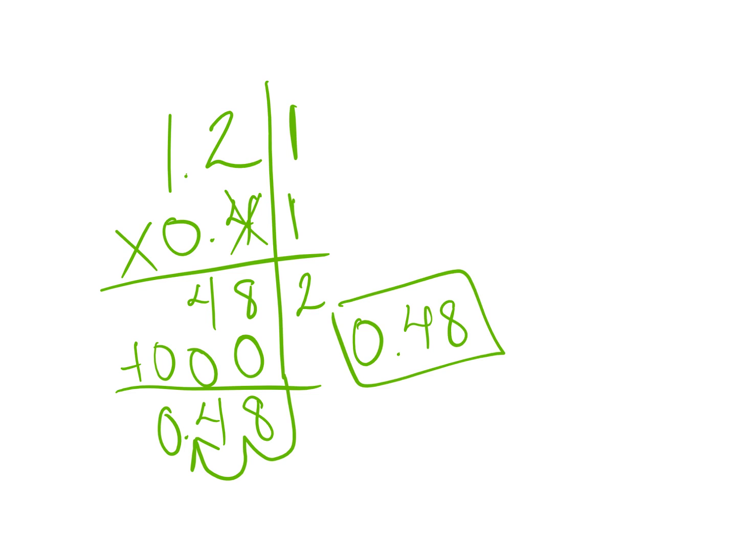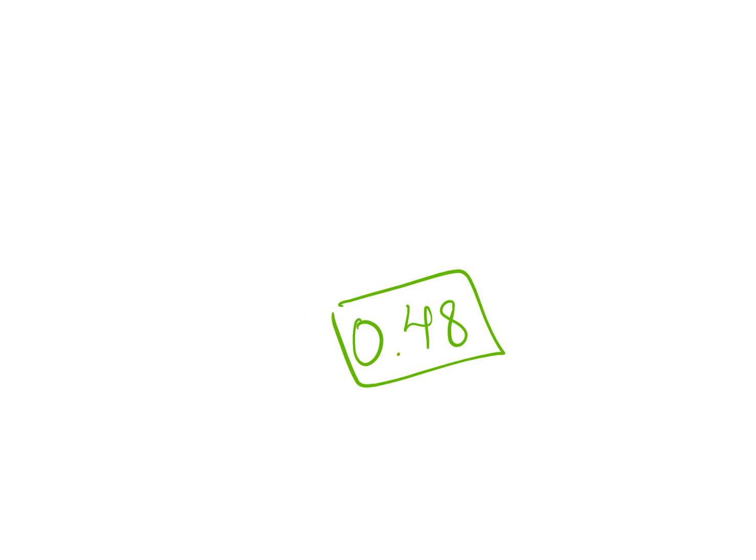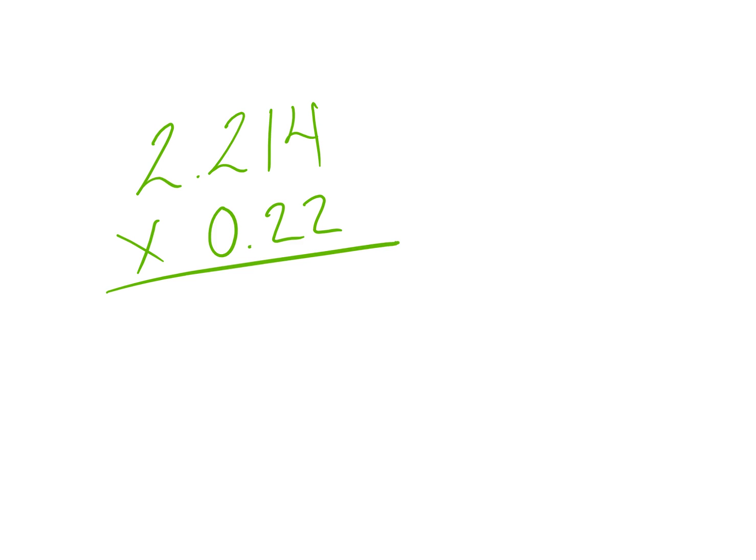Let's do one more example, and let's change it up just a little bit, but you're going to do the same thing. Let's do 2.214 times, let's do 0.22. Same process.